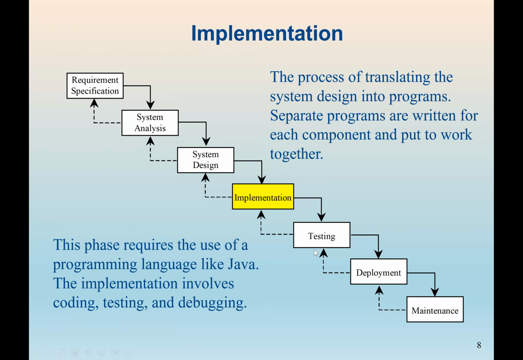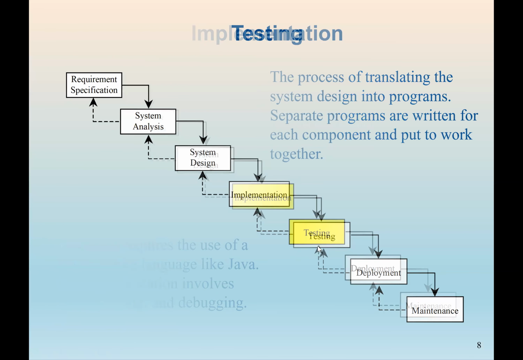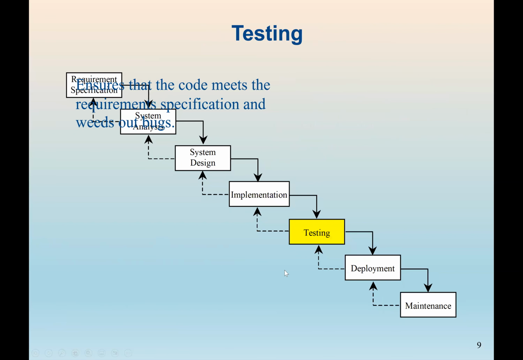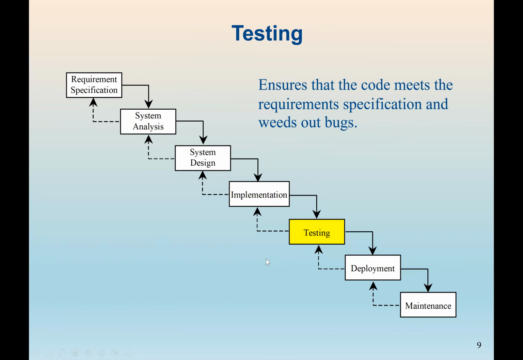So after coding, we need to test the system. We have different types of testing. For example, unit testing, whereby we test each component. We may have integrated testing, alpha testing, etc. The goal of testing is to ensure that the code meets the requirements specification, and also, possibly, we identify all the errors and weed out all the bugs.